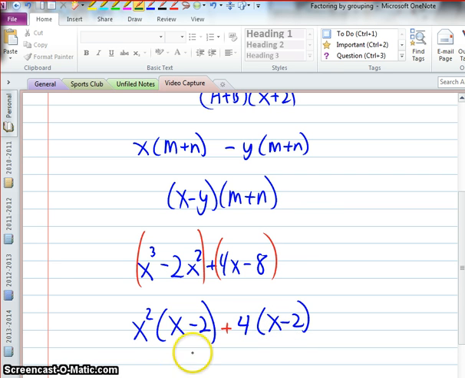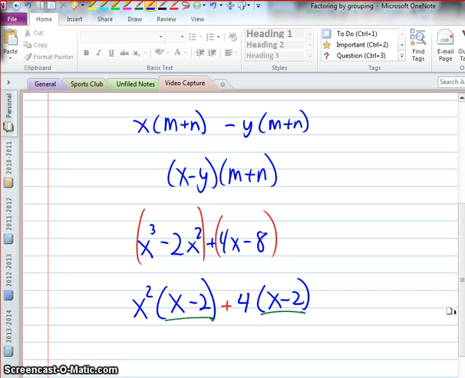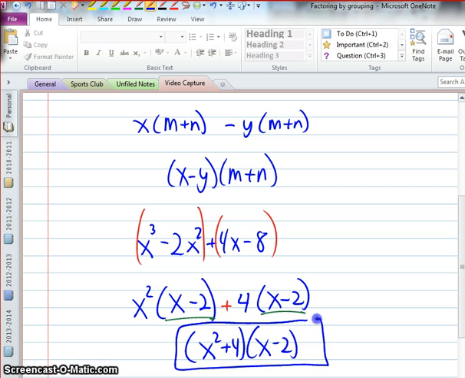And the key to this is x minus 2, x minus 2. So kind of like the previous examples, I have x squared times x minus 2, and I have 4 times x minus 2, so I have x squared plus 4 times x minus 2. That is how you factor by grouping. And I've got a number of examples to go over.